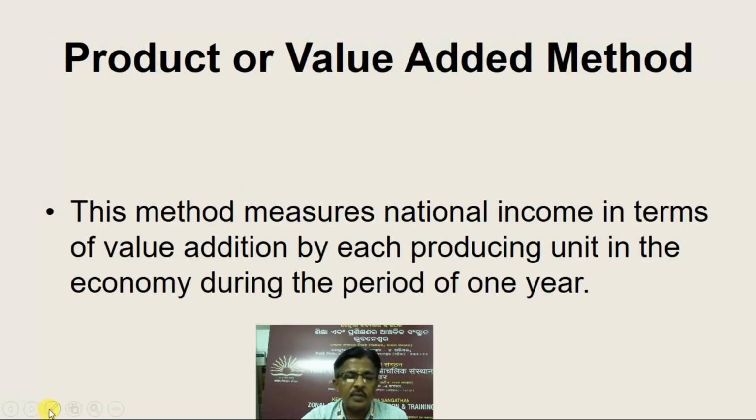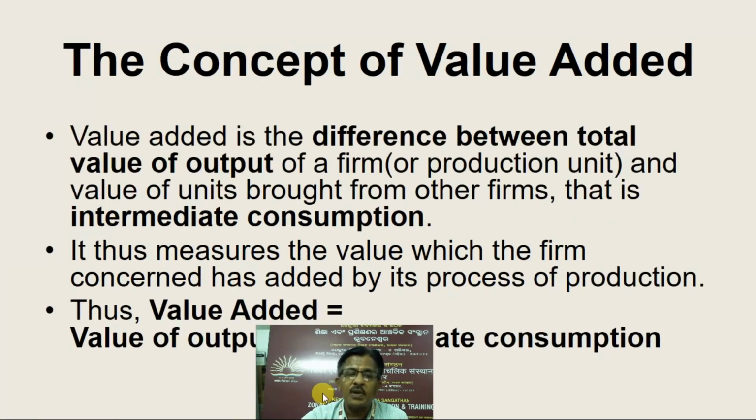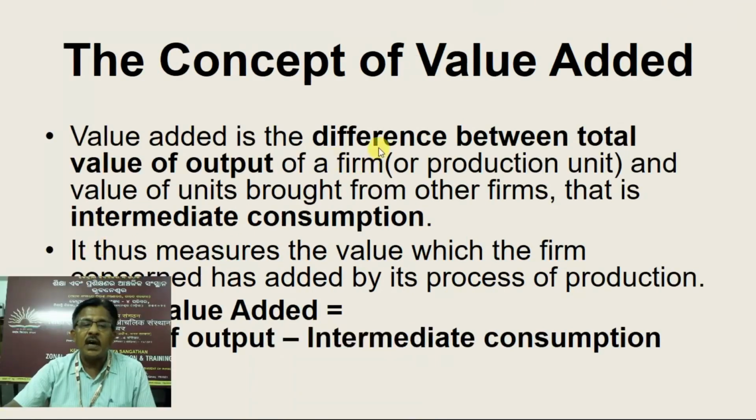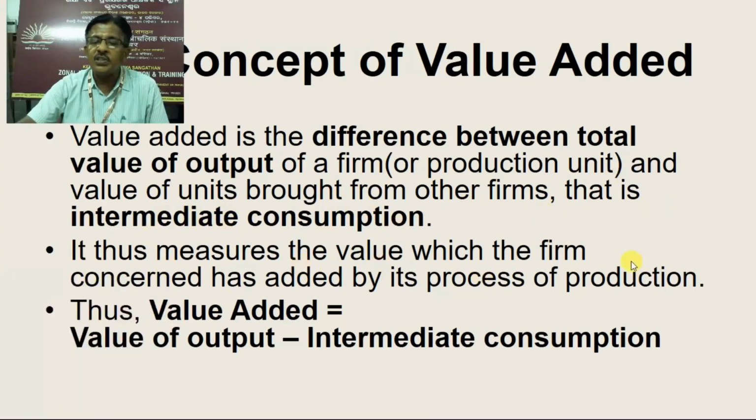Product or value-added method. This method measures national income in terms of value addition by each producing unit in the economy during the period of 1 year. The concept of value added is the difference between the total value of output of a farm or production unit and the value of inputs bought from other farms, that is, intermediate consumption. It thus measures the value which the farm concerned has added by its process of production. Thus, value added is equal to value of output minus intermediate consumption.